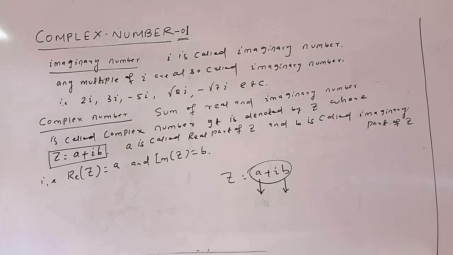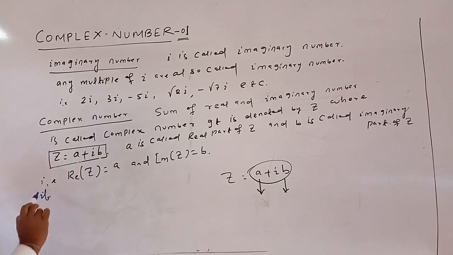Imaginary part of z equal to b. If a equal to 0, then z equal to ib, which is a purely imaginary number. So every imaginary number is a complex number. If b is equal to 0, then z equal to a, this is also a complex number. Every real number is also a complex number.